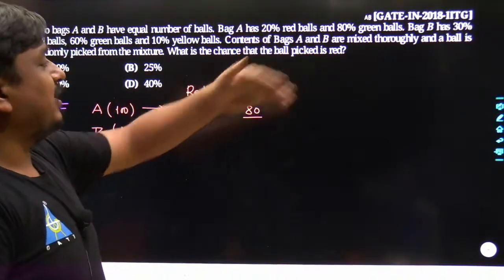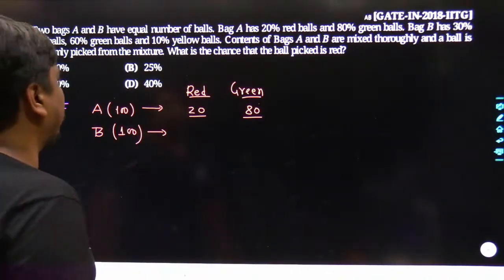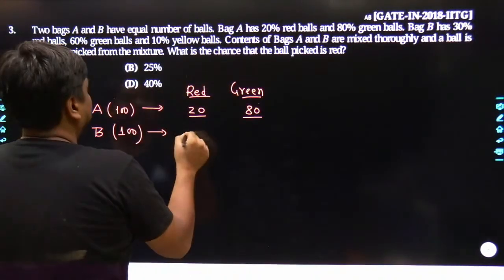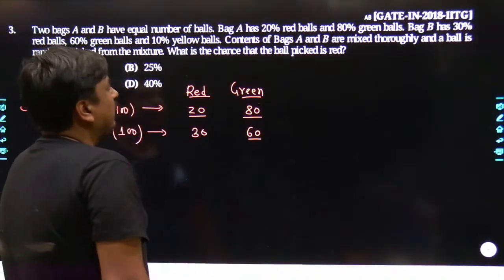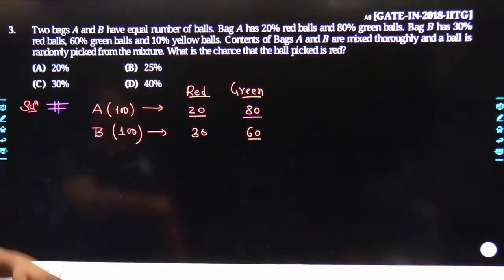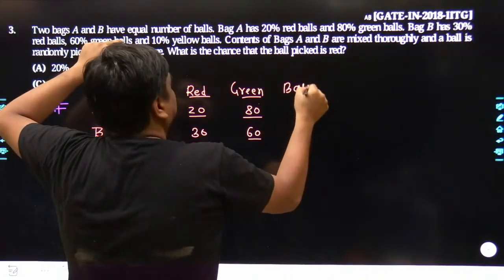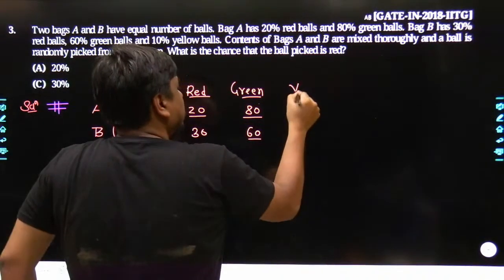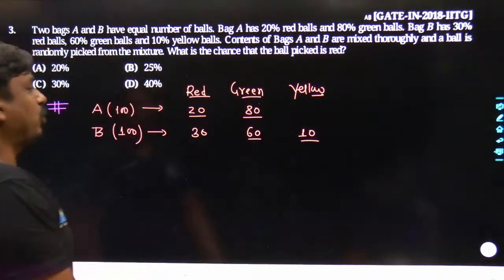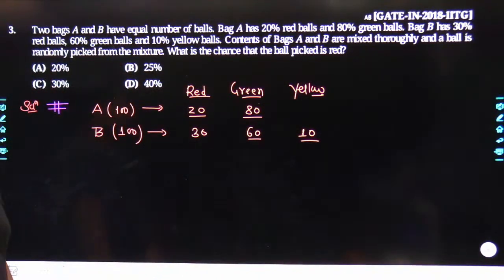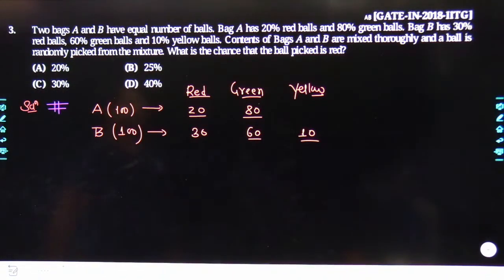Now the same data has also been supplied for bag B: 30%. 30% of what? 100. 30% of 100 is nothing but 30 red balls. Similarly, 60 balls were green. And now bag B also had a new variant of ball, and that was yellow in nature, and in percentage it was 10. So obviously, if we take the reference of 100, it would be just 10. Till this point I don't think any student would have any doubt.